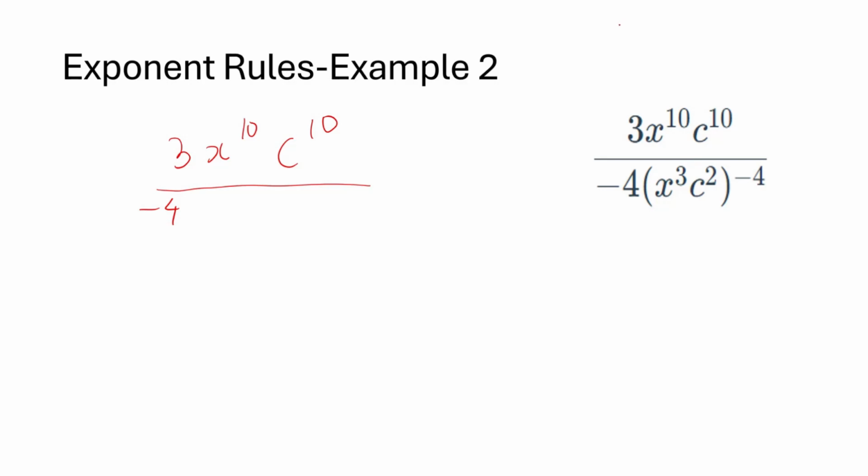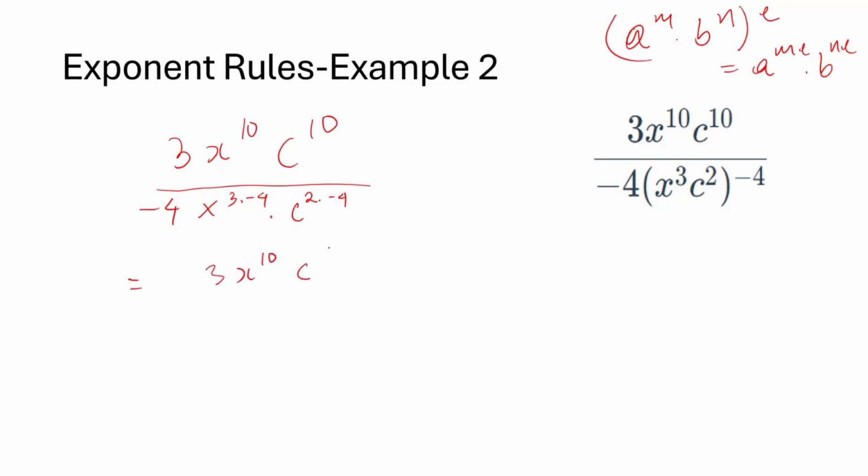Then we're going to use this rule again, a to the m times b to the n, all to the e, is going to be a to the m e times b to the n e. Using that rule, we're going to multiply each exponent. So this is going to be x to the 3 times negative 4 in the exponent, times c squared times negative 4. So what do we get now? This is going to give us 3 x to the 10 c to the 10. Bottom here, we're going to have negative 4.